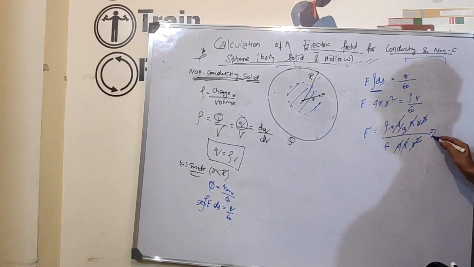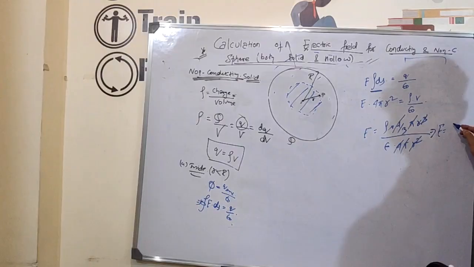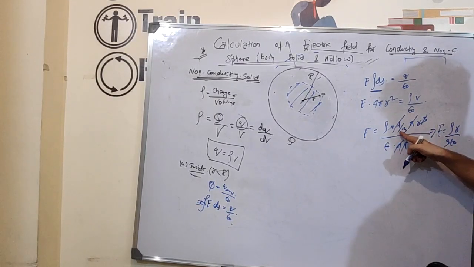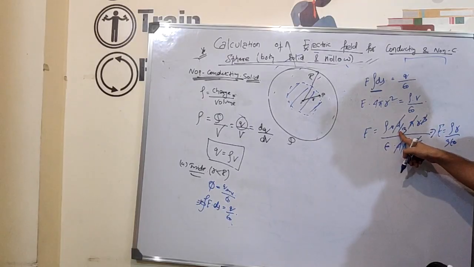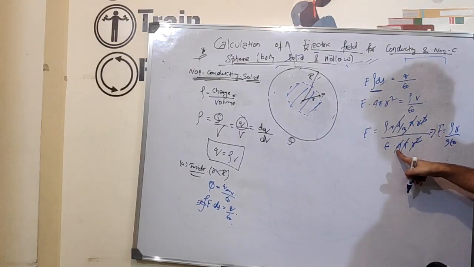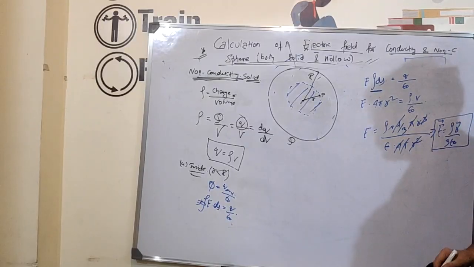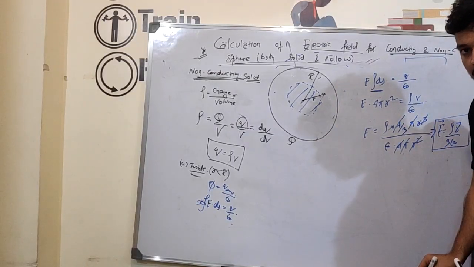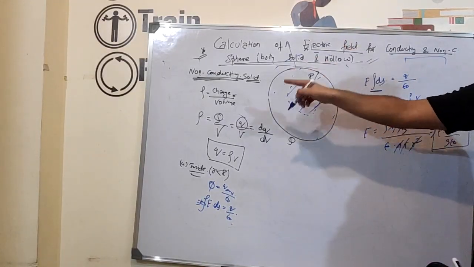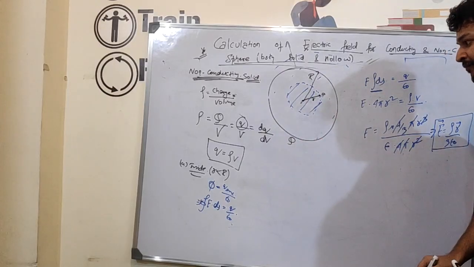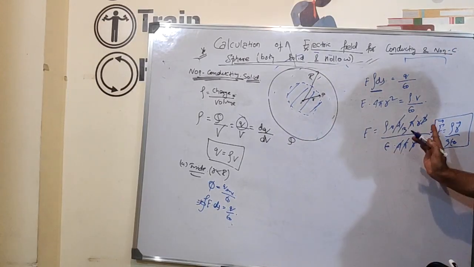So the value of electric field at an inside point will simply come out to be rho r by 3 epsilon naught, because the 1 by 3 from 4 by 3 comes towards the denominator. So this will be the value of electric field, rho r by 3 epsilon naught, which is for a non-conducting solid sphere. This is the only thing which will be different.